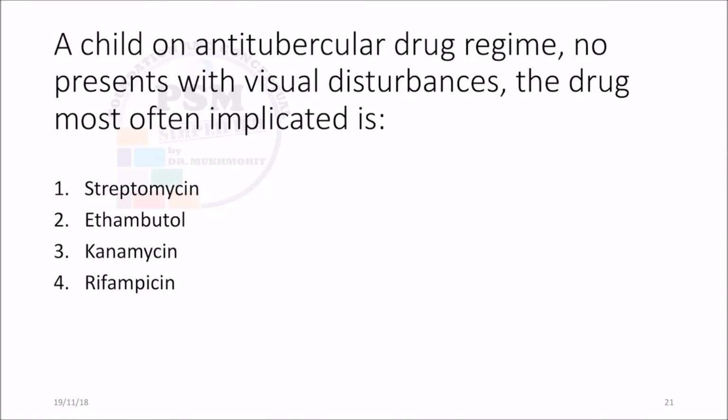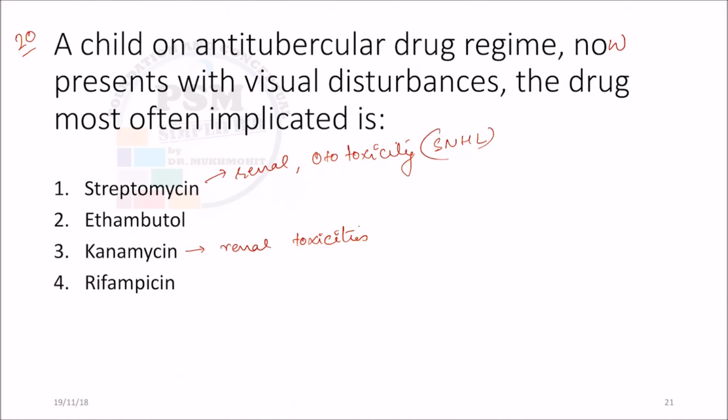Next question is again from tuberculosis, question number 20. A child on anti-tubercular drug regime now presents with visual disturbances. The drug most often implicated is streptomycin, ethambutol, kanamycin, and rifampicin. Kanamycin is one drug which has some renal toxicity, so you need to be very much aware about the renal side effects of kanamycin. Streptomycin again has renal toxicities. It also has ototoxicity, it causes sensory neural hearing loss, and renal toxicity.